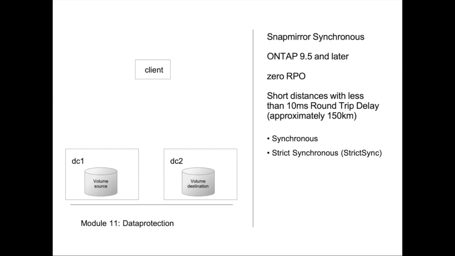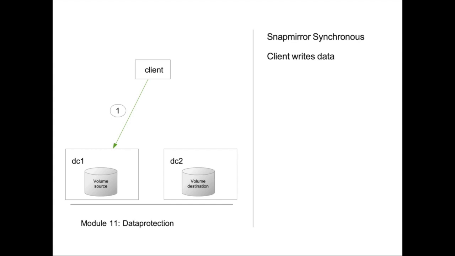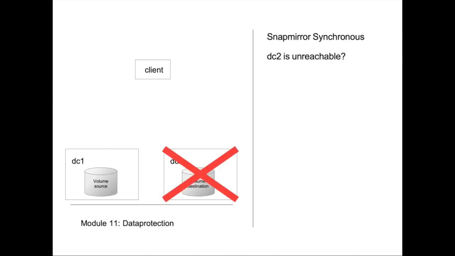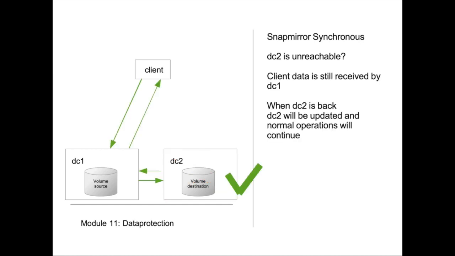The client sends the data to the source volume in DC1. The data will be replicated in parallel, so the write to the source is synchronously written to the destination as well, and when that is a fact, only then will the client receive an acknowledgement. In SnapMirror Sync, when the destination data center or volume is unreachable, the client will still be able to write data to the source. And when the destination comes back, the missing data will be replicated, and the 2 data centers will be in sync again.